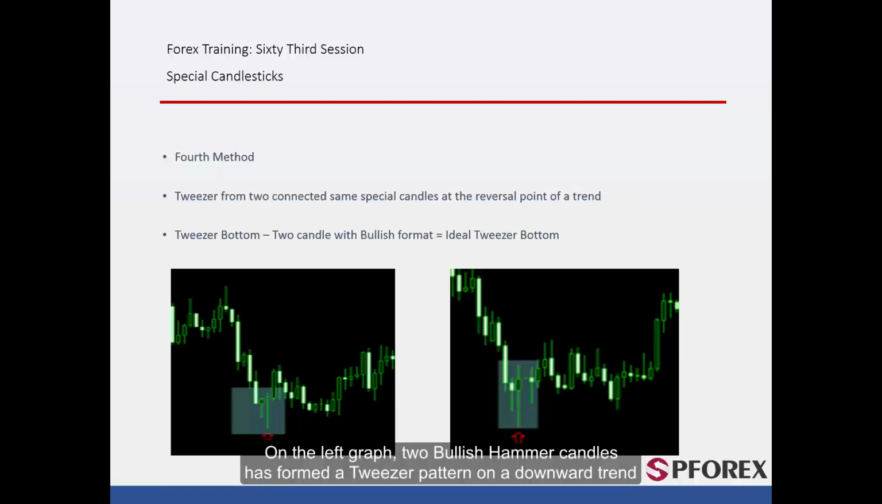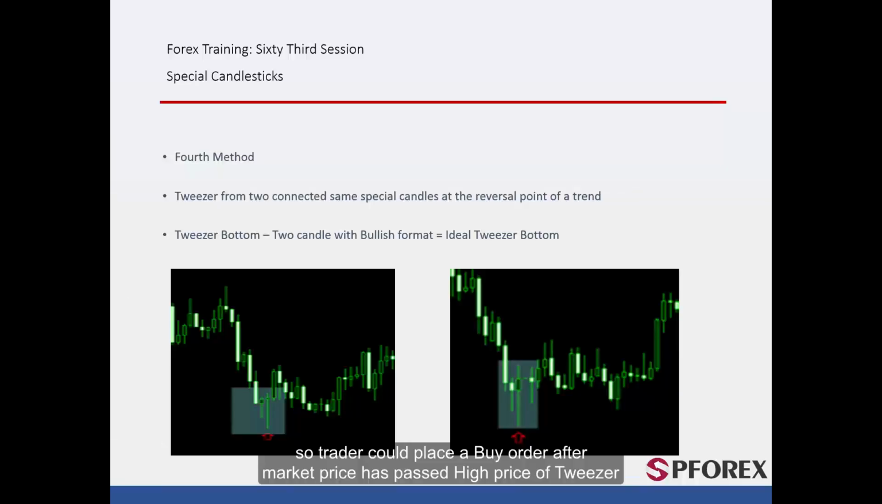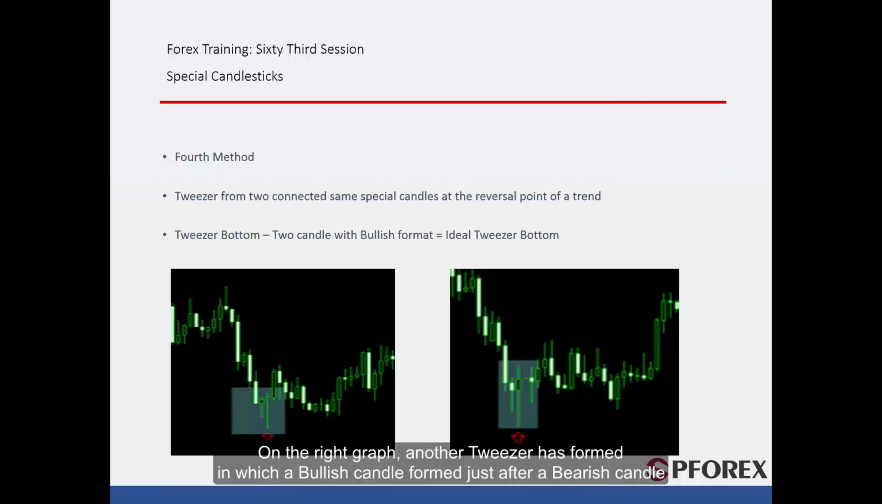On the left graph, two bullish hammer candles have formed a tweezers pattern on a downward trend. So, a trader could place a buy order after market price has passed the high price of tweezers. On the right graph, another tweezers has formed, in which a bullish candle formed just after a bearish candle. Tweezer patterns with two bullish candles have more power than tweezers with a bullish and a bearish candle.